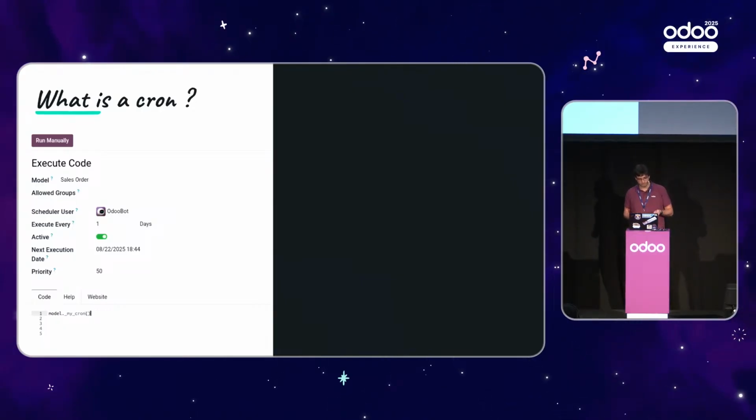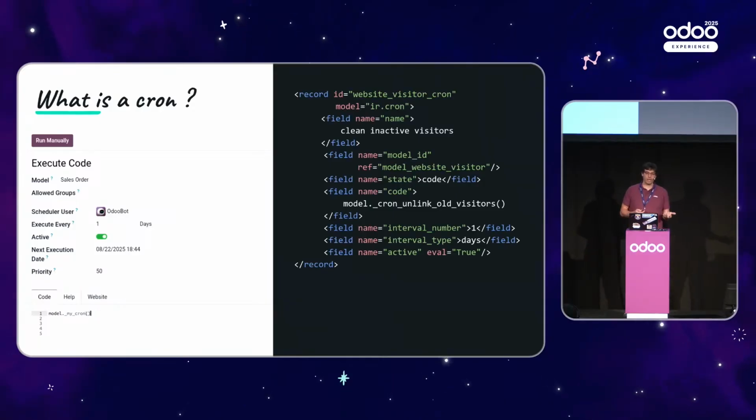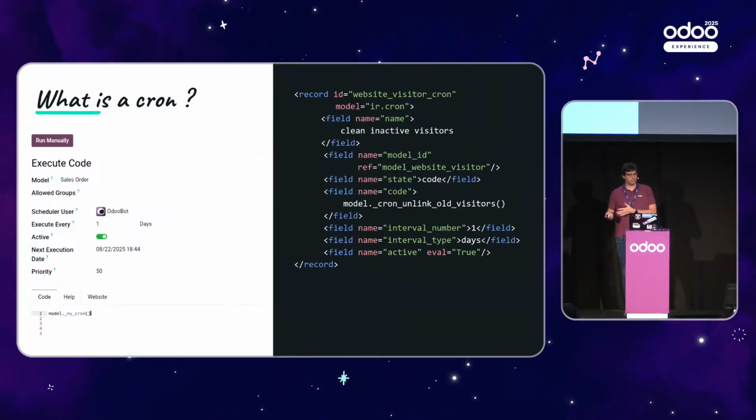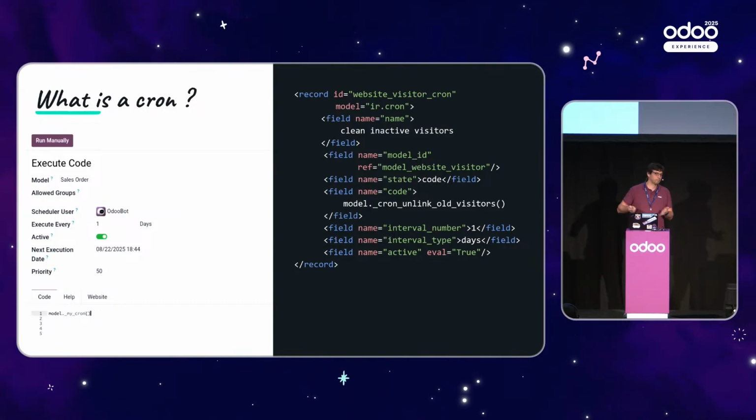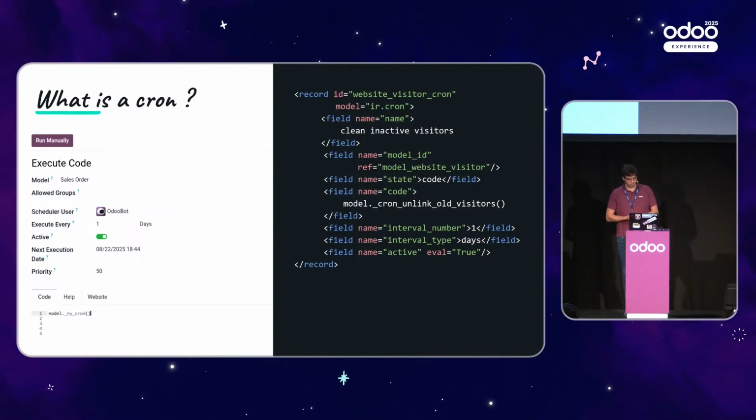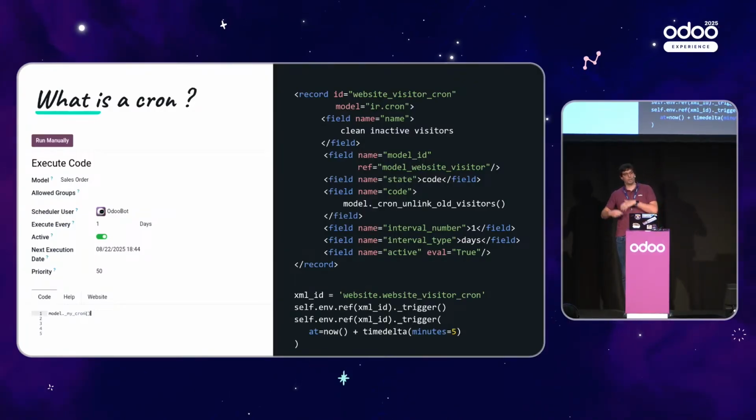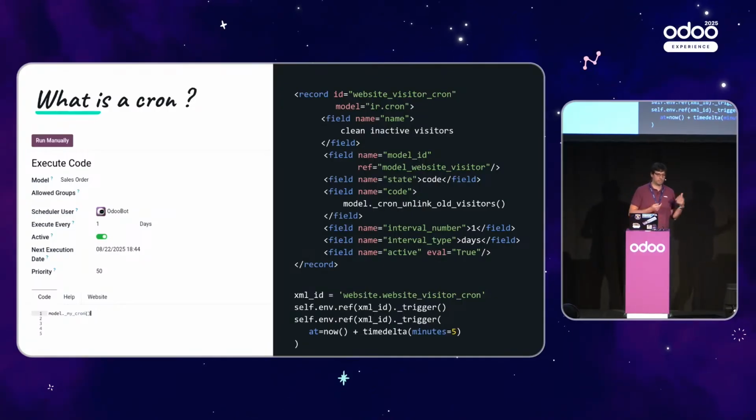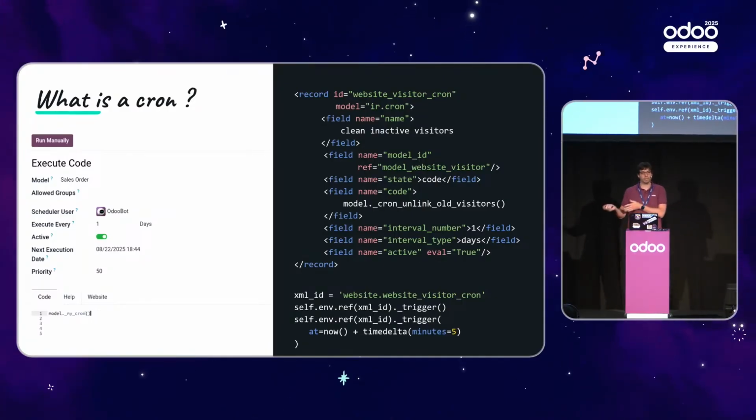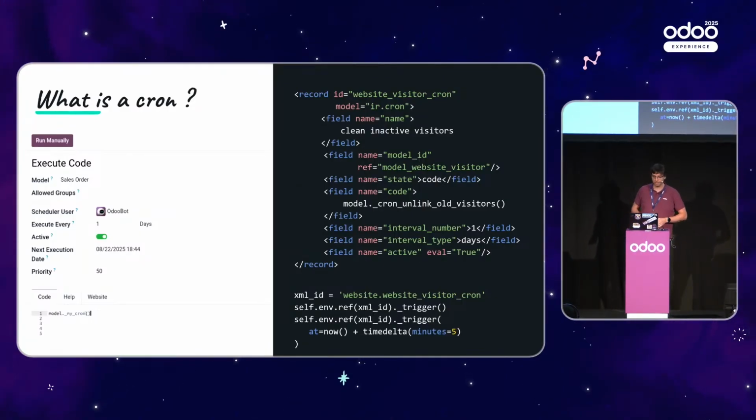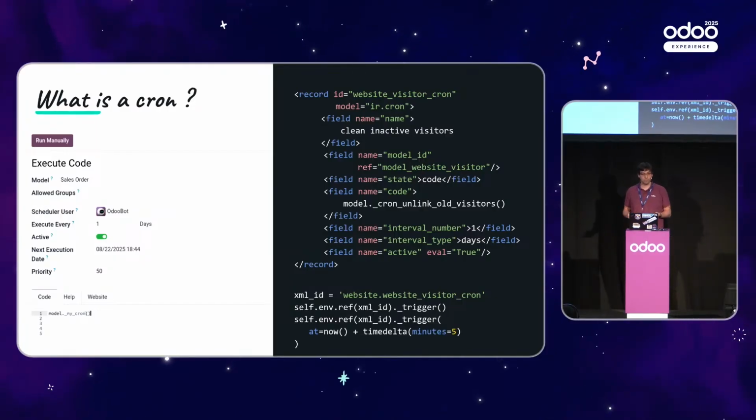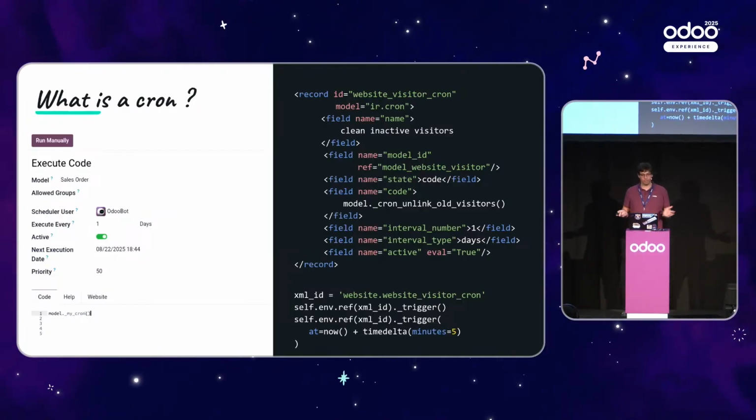In the code, you will usually see it like this, like an XML record that is calling a method, a Python method. In your business code, so in your Python code, you can also decide to trigger a cron automatically or at a specific time with this new method trigger. I think it's new from 17, 18. So basically, that's it. It's super simple.